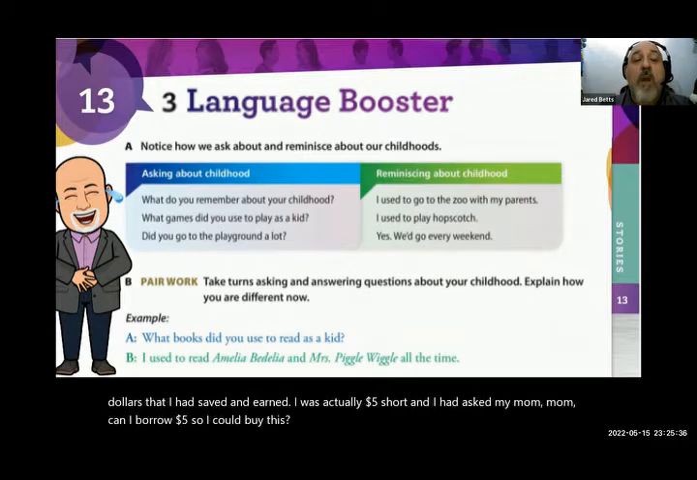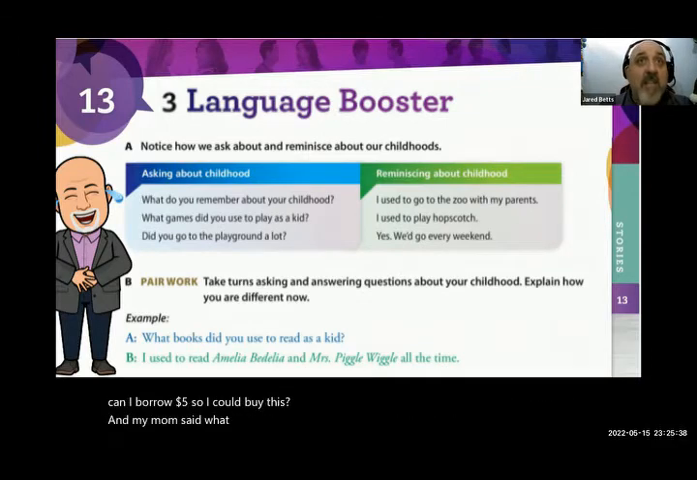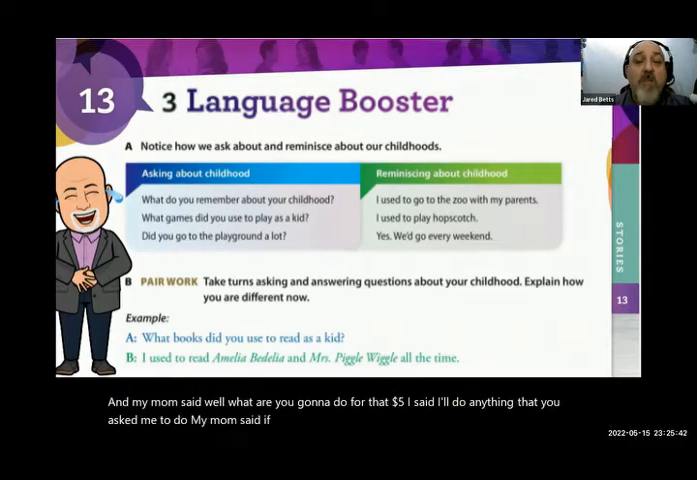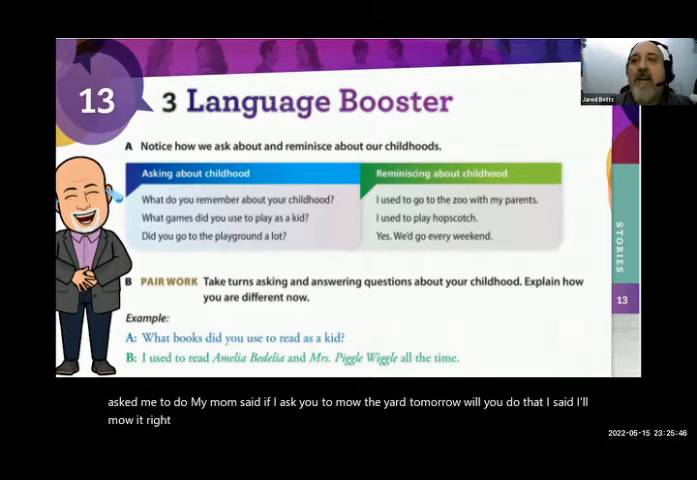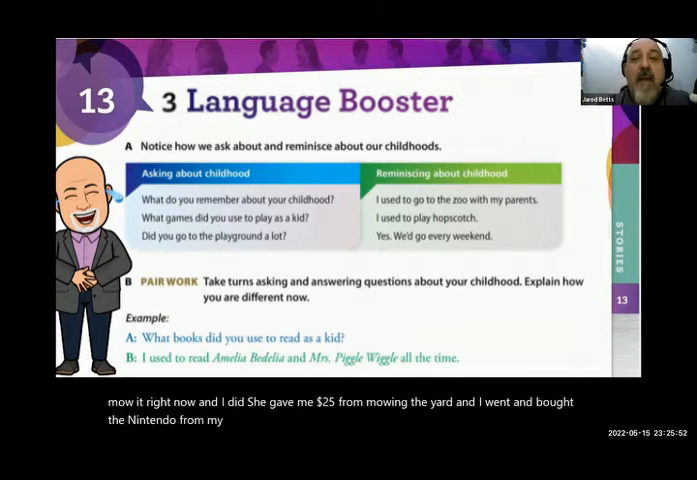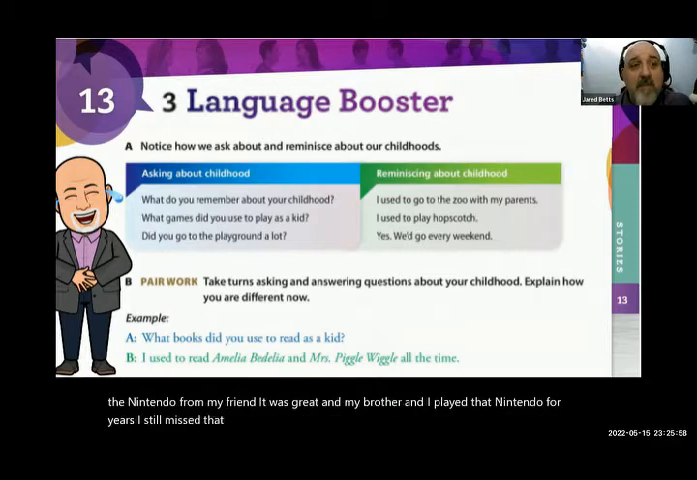And my mom said, well, what are you going to do for that $5? I said, I'll do anything that you ask me to do. My mom said, if I ask you to mow the yard tomorrow, will you do that? I said, I'll mow it right now. And I did. She gave me $25 for mowing the yard, and I went and bought the Nintendo from my friend. It was great. And my brother and I played that Nintendo for years. I still miss that one. A lot of good games there.